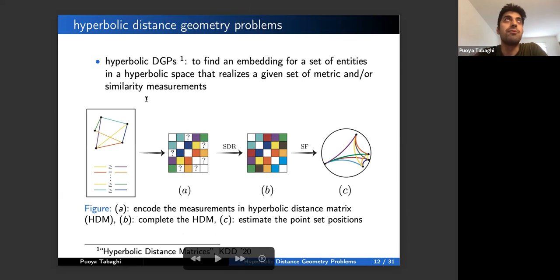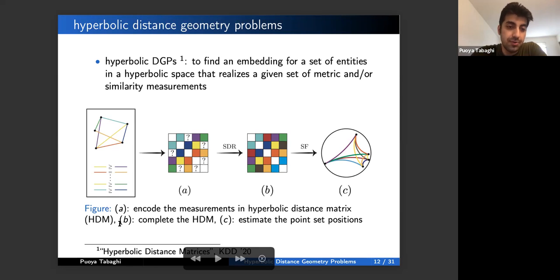...if we are trying to solve it with semi-definite relaxation. Okay, let me explain what hyperbolic DGPs are. We want to find an embedding for a set of entities that realizes a given set of distance or similarity measurements. Distances are what I call metric measurements, and similarities are what I call non-metric measurements.